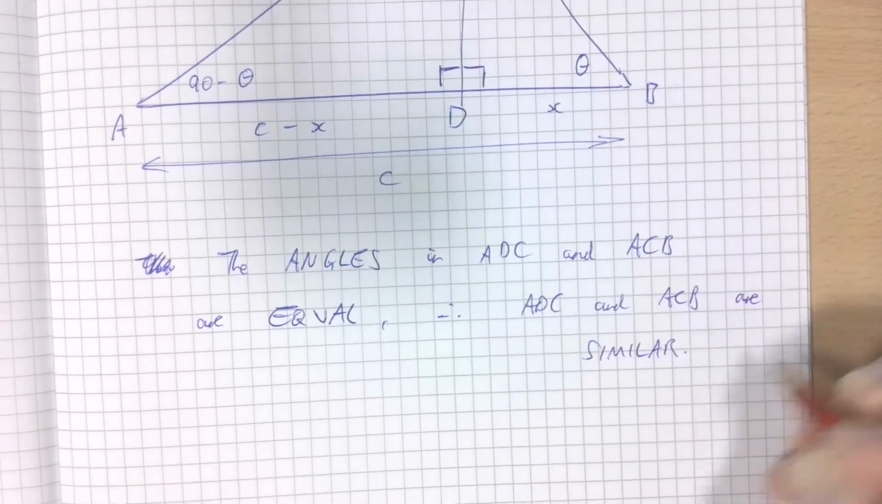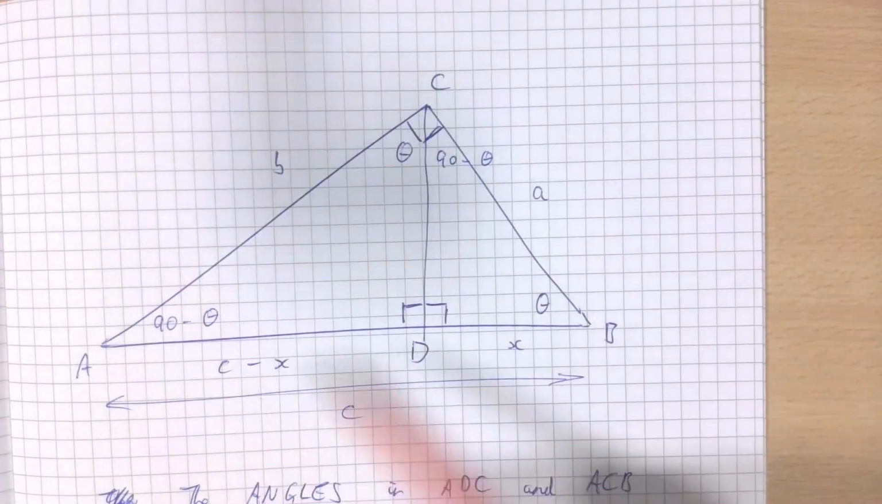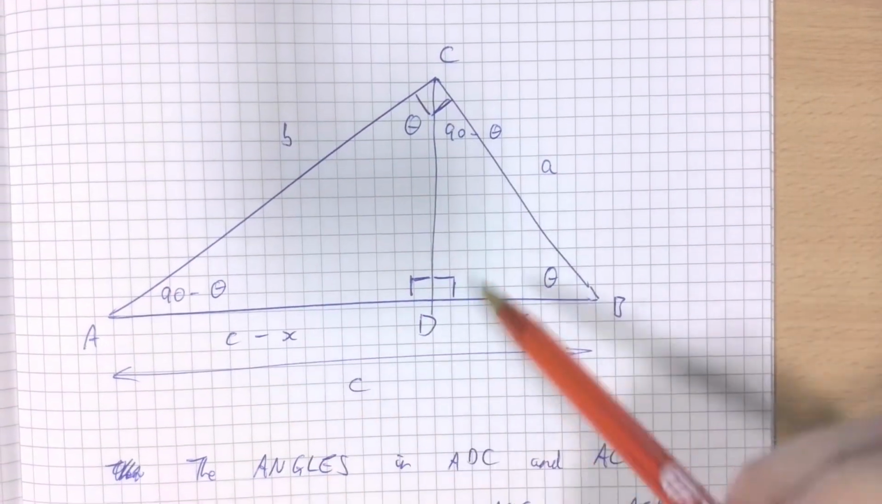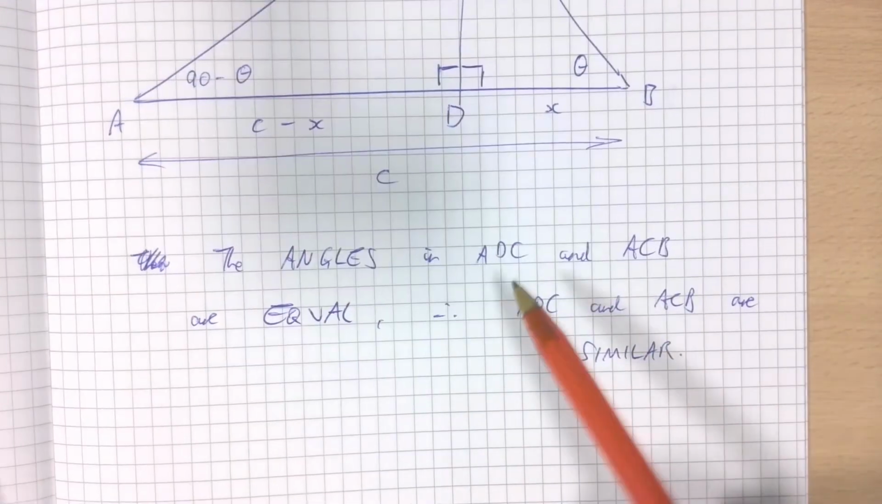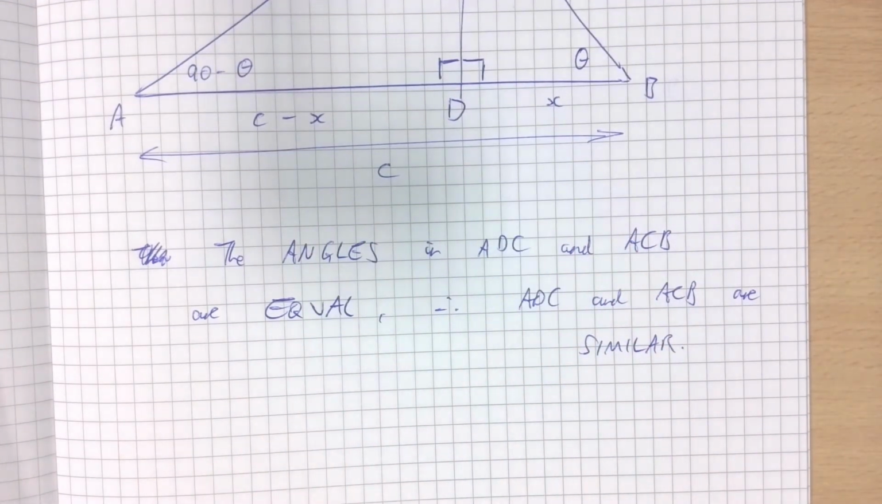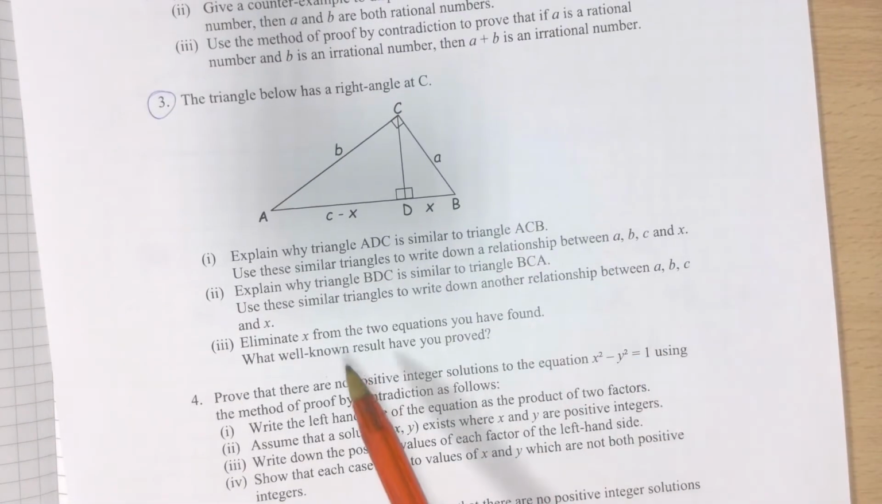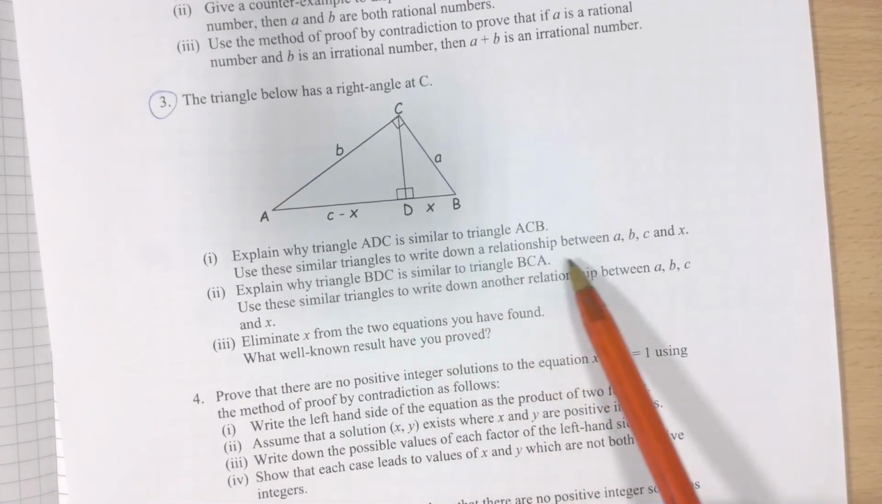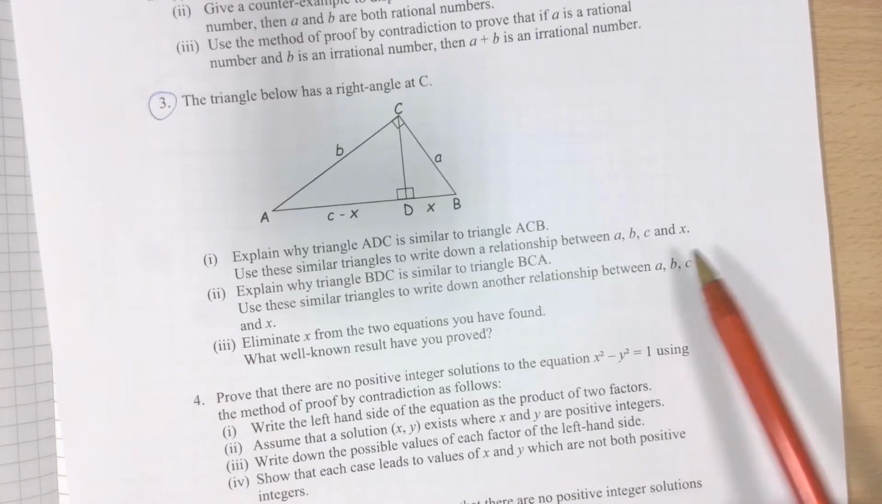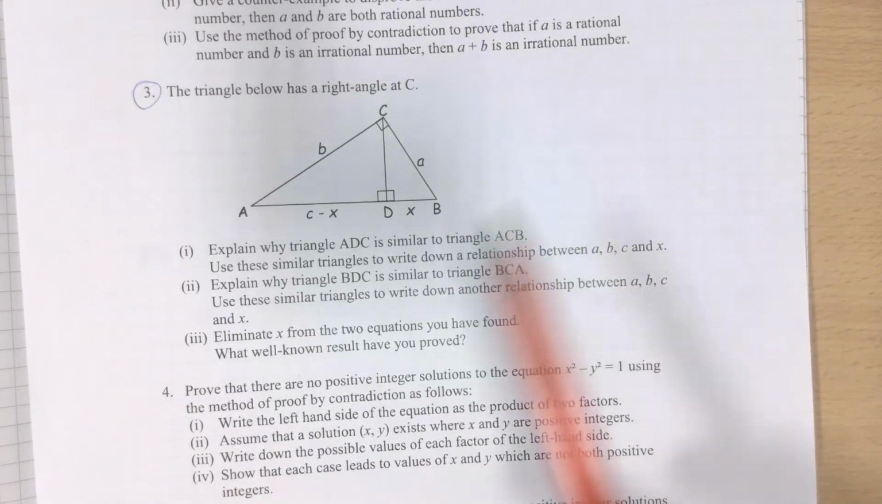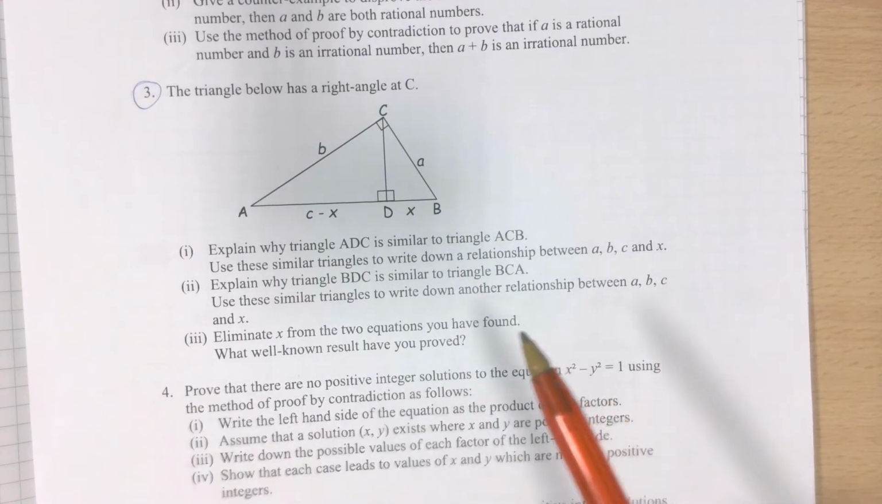That is sufficient. If I've got a clearly labelled up diagram here that clearly identifies which triangle is which, and I've identified that the angles are equal in both the triangles, that's sufficient to demonstrate that they are indeed similar to each other. Next little stage of this question, use these similar triangles to write down a relationship between A, B, C, and X. In other words, any relationship between the side lengths of these triangles.